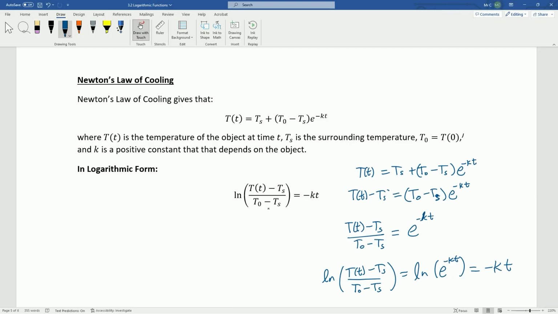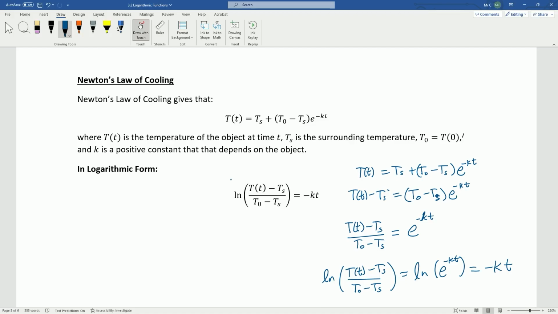Now, which one of these is more helpful to you depends on the circumstance. In particular, if I was trying to solve for the time that had passed given temperature information about an object, then this logarithmic form is going to be more useful because it's going to be easier to solve for t. Or if I was trying to solve for the temperature constant that's involved here, this k, then again, this logarithmic form would be easier. So whichever one you use is just dependent on the context.